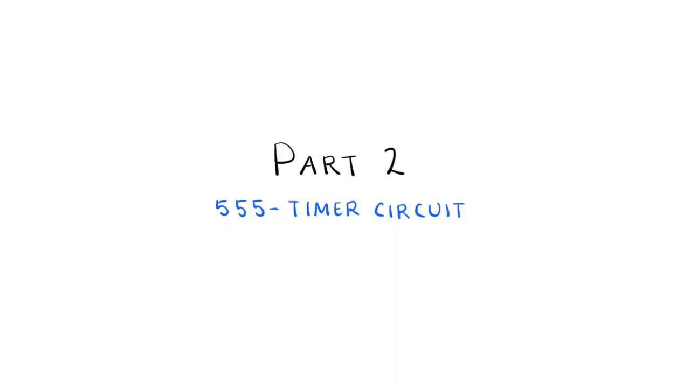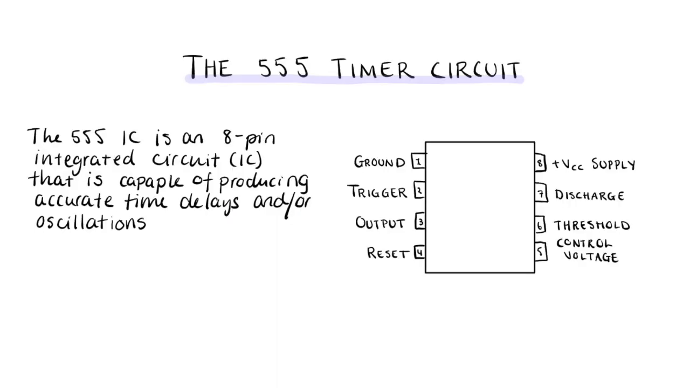Part 2. The 555 timer circuit. The 555 IC is an 8-pin integrated circuit that is capable of producing accurate time delays and oscillations. In this part, we built a 7-segment display driven by a 555 timer and a 4-bit counter, where the 555 timer will be generating clock pulses. These pulses pass to the 4-bit counter, which is then displayed on the 7-segment display.